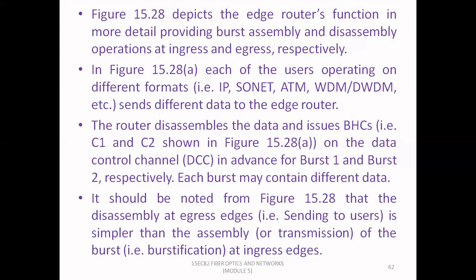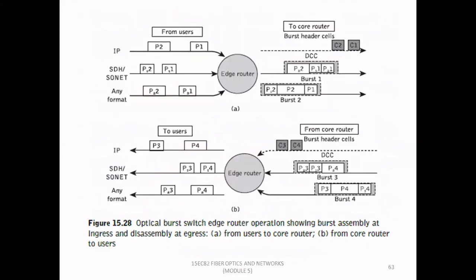It should be noted from figure 15.28 that the disassembly at egress edges is simpler than the assembly of the burst at ingress edges. So this is figure 15.28. Optical burst switch edge router operation showing burst assembly at the ingress and disassembly at egress. A from users to core router. B from core router to users.